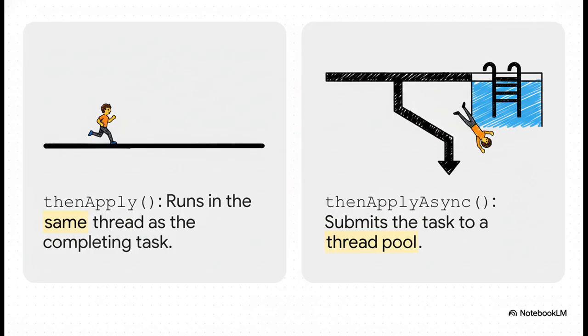The version without async might run your code in the same thread as the previous task. And if that's a sensitive I/O thread, you definitely don't want to block it. The async versions, however, guarantee your task gets handed off to a proper thread pool. This gives you way more control and keeps your application responsive.